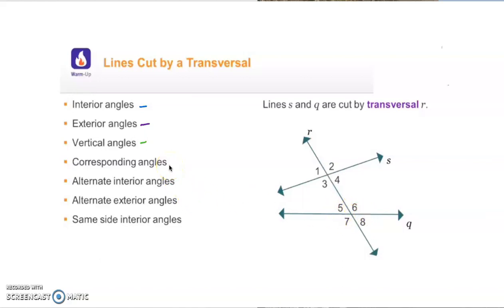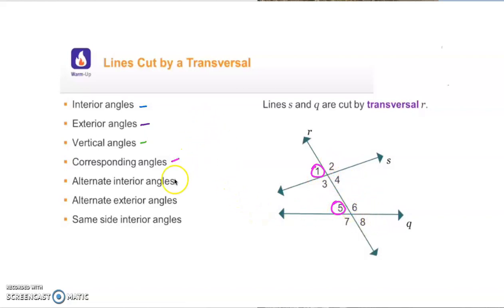Corresponding angles refer to when we have a line cut by a transversal, and so number 1 and number 5 are considered corresponding angles because they are on the same side of the transversal, in this case the left side of the transversal, and on the same side of S and Q, the top or the bottom, however you want to look at it. So those are corresponding angles. Again, you're going to have several pairs of corresponding angles: 1 and 5, 3 and 7, 2 and 6, 4 and 8.